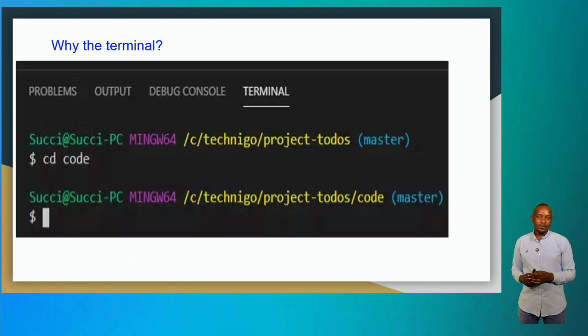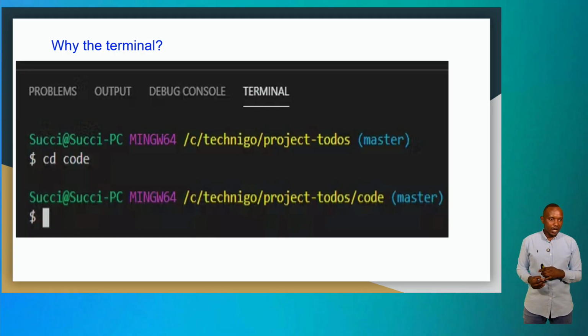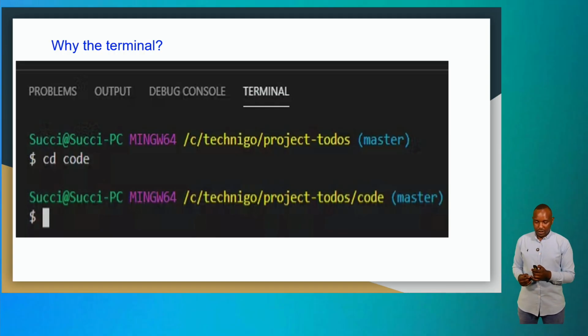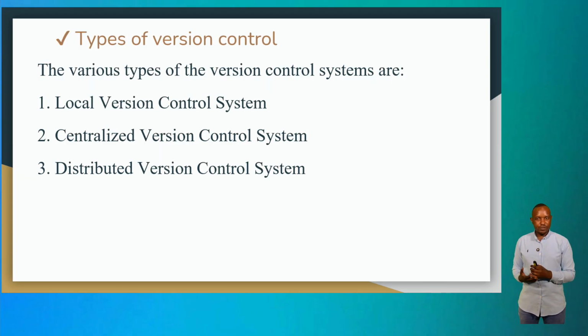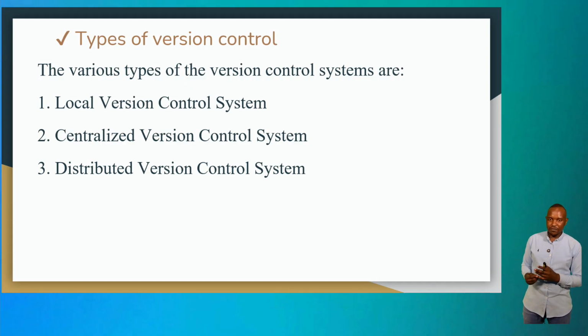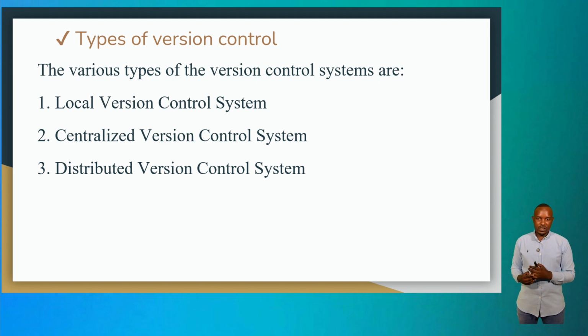Here is an example of a terminal. This is the Git Bash terminal, where you can run Git commands. Another thing to see is the types of version control: the local version control system, the centralized version control system, and the distributed version control system.